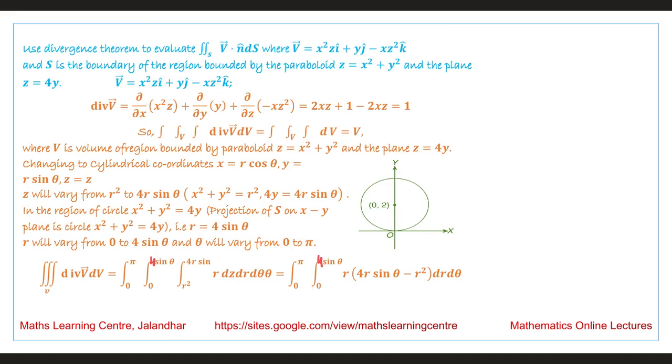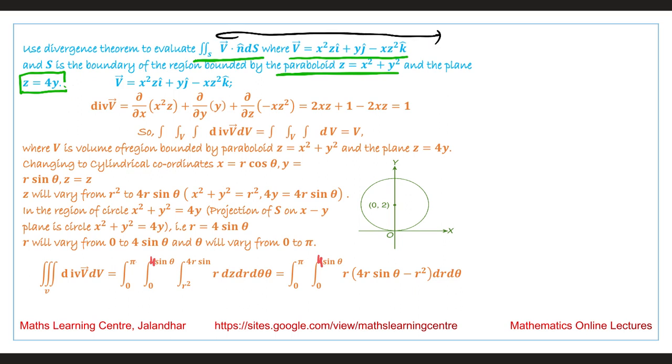Next, use the divergence theorem to evaluate the double integral of V vector dot dS vector, where V vector is given in this way, and S is the boundary of the region bounded by the paraboloid z equals x square plus y square, and the plane z equals 4y. To evaluate this integral, we are using the Gauss divergence theorem. The value will be equal to the triple integral over V of the divergence of V dV.